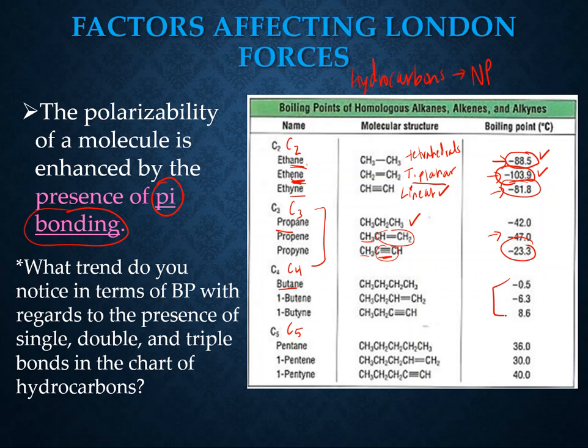Same trend happens with the four carbons, the butane, butene, butyne. Butyne being the strongest with the highest boiling point. And also the pentane, pentene, pentyne. You can see here the triple bond, and it has the highest boiling point out of the three. So the pi bonding does affect it because it affects the shape, which is going to affect the polarizability.